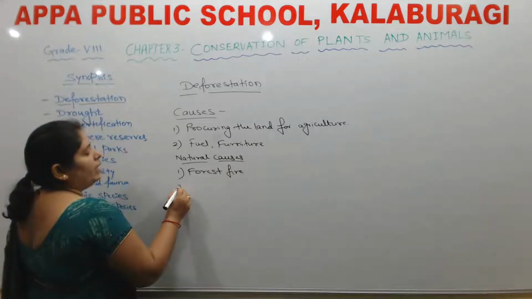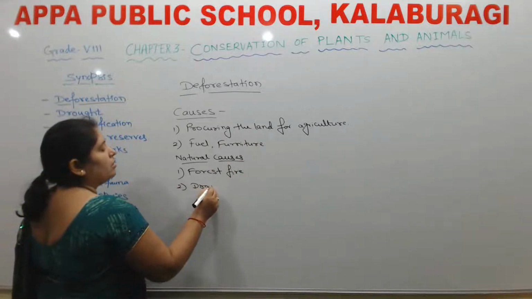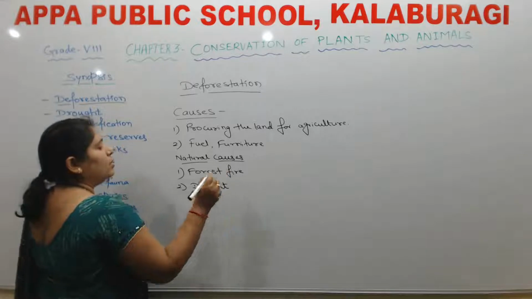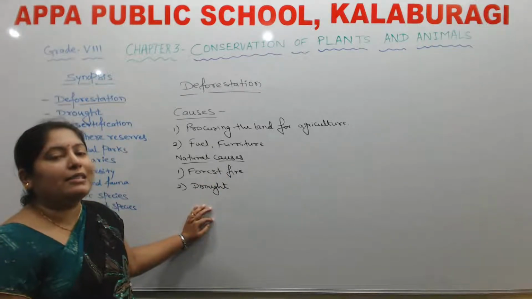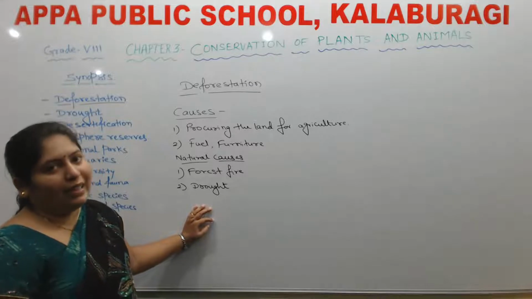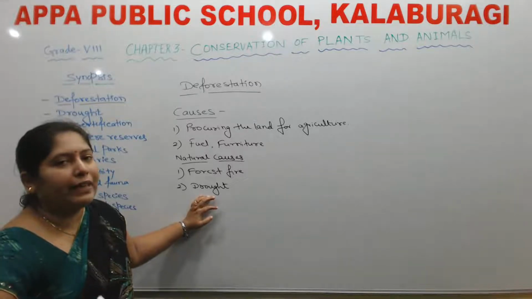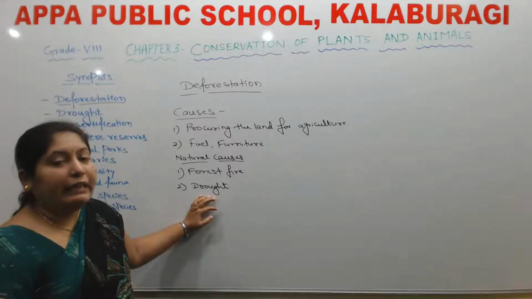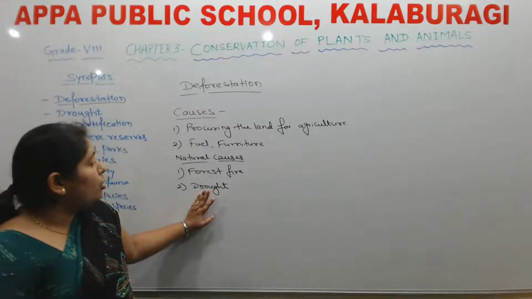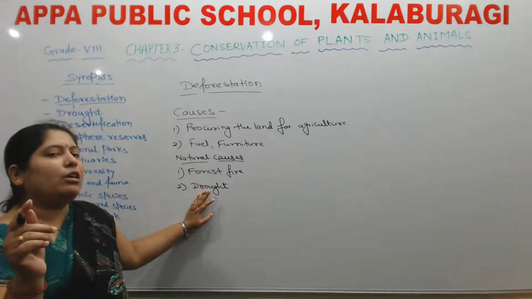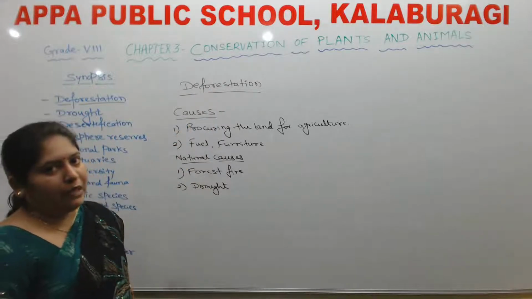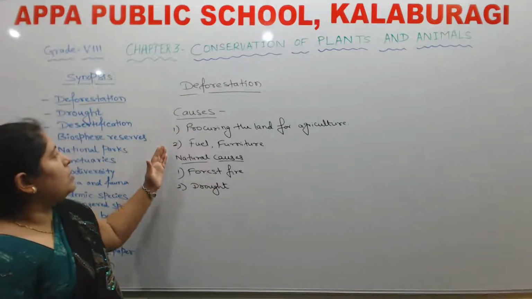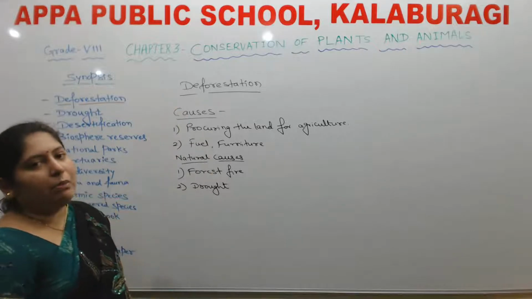forest fire, and other than that, drought. If a particular area or land did not receive rain for many years, then we call that area a drought affected land or drought affected area. So that drought also may be one of the natural causes behind the deforestation process. So these are the causes of deforestation. Just remember all these, students.